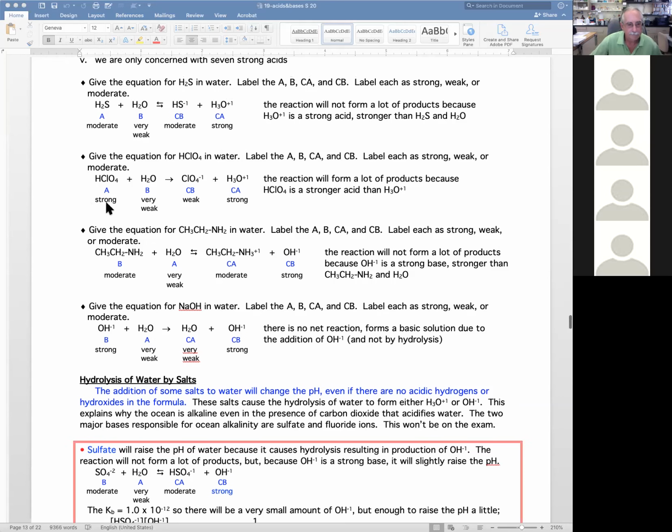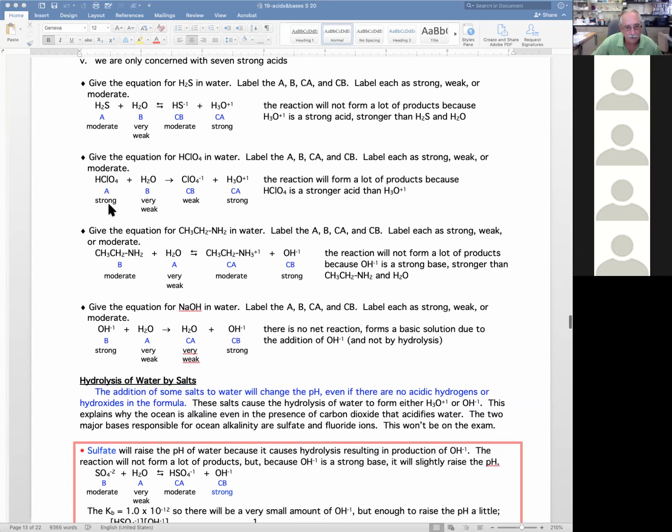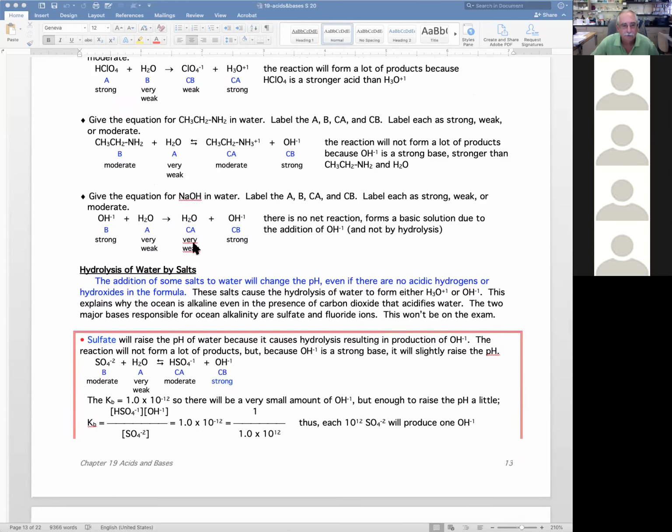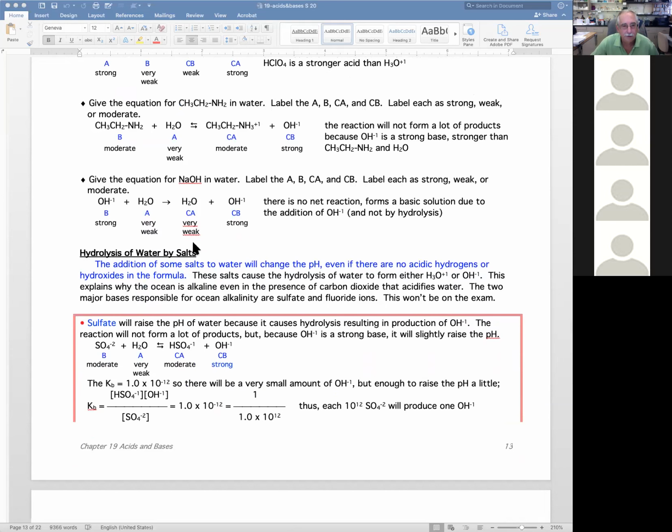So here's another one. Here's a strong acid that's on your list of strong acids. Its conjugate base would therefore be weak. Okay. And then here's a very weak base. Its conjugate acid would be strong. So let's see. Here's another one. Here's a moderately strong base. Its conjugate acid would be a moderately strong acid. Here's a weak acid, so its conjugate base would be strong.